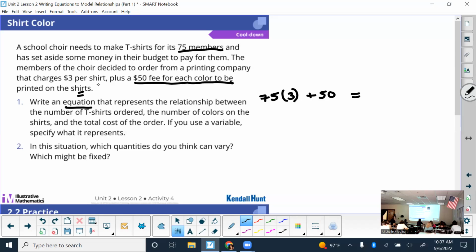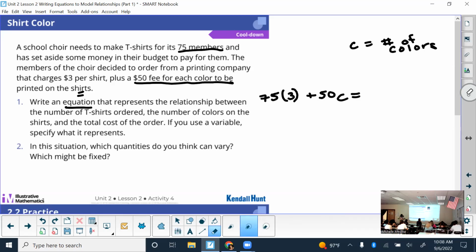So that's our unknown. What do we label our unknown? A variable. What variable do you want to use? All right, and then we just need to define our variable. So C is for number of colors to be printed on the shirt. So that's what I have so far. Let me make it look a little nicer. And that's going to equal what?